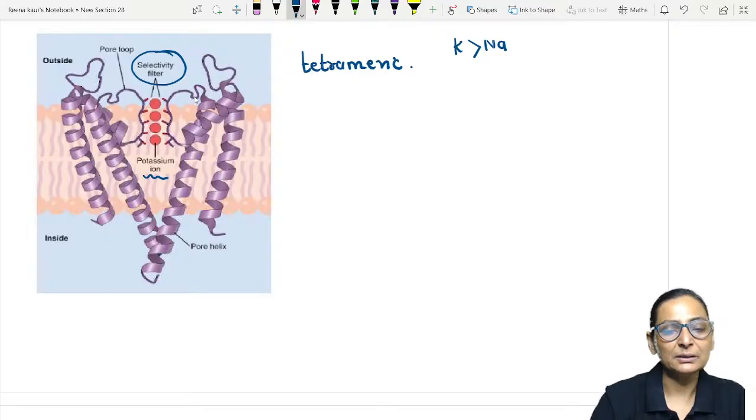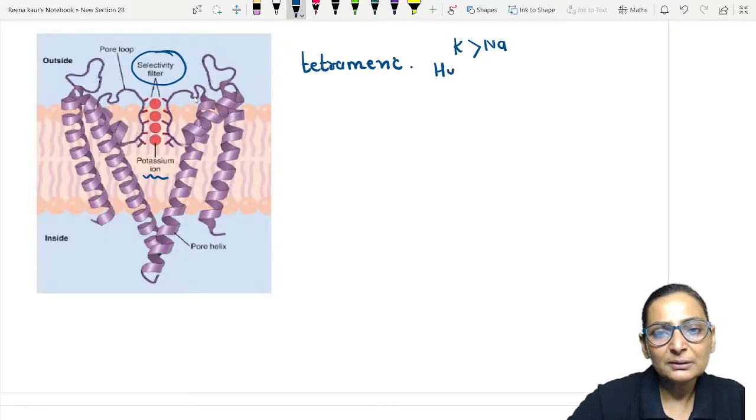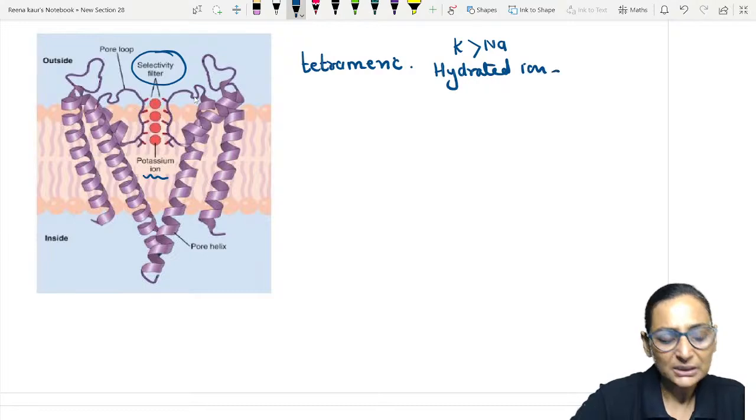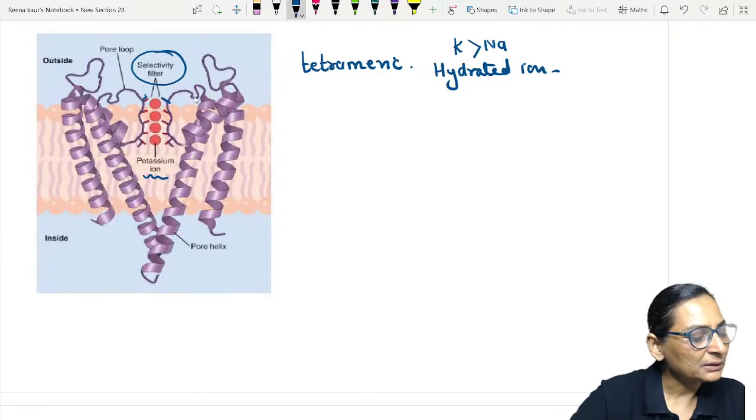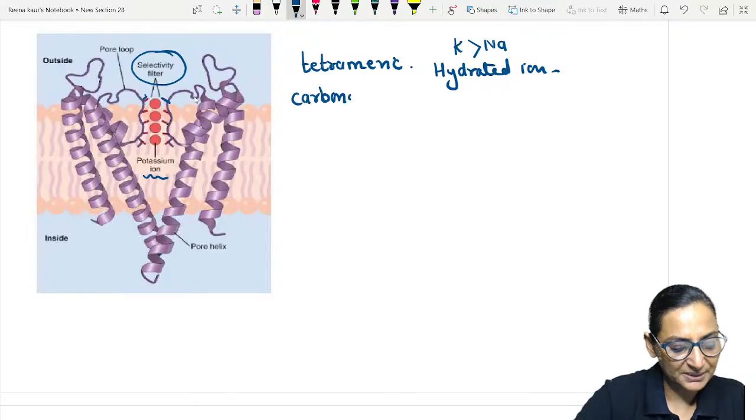What is the reason? Now the hydrated ion of potassium, ठीक है, the hydrated ion of potassium will pass through this pore loop and you will see that the pore loop has got a selectivity filter. ये दिख रहा है आपको? This is selectivity filter. तो इसके थ्रू ये अंदर चले जाएंगे. सबसे important क्या होता है कि the selectivity filters are actually carbonyl groups.